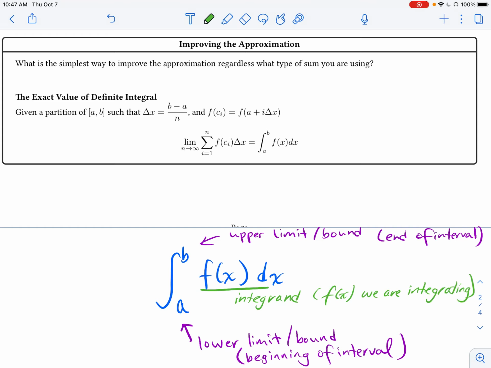And I've already gone through a lot of this notation in our previous video about the indefinite integral, but this is just a quick recap. This is the variable which we are integrating with respect to.